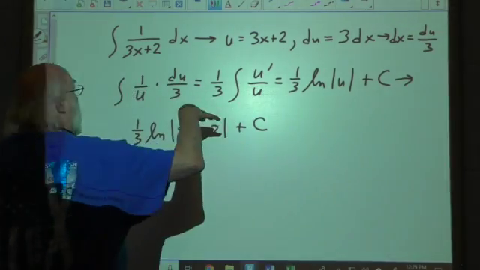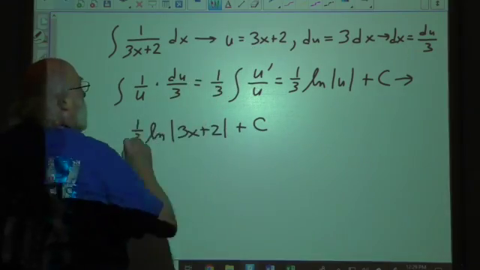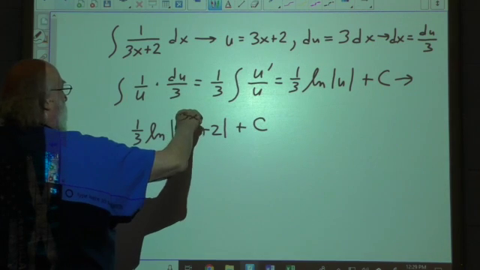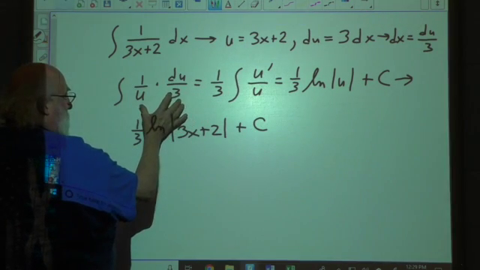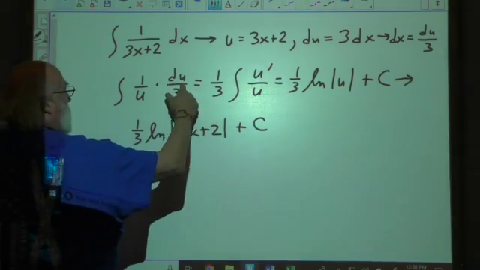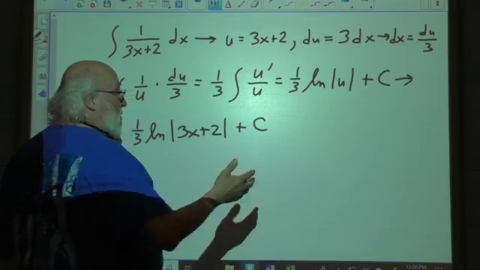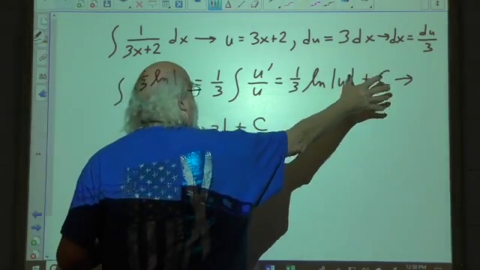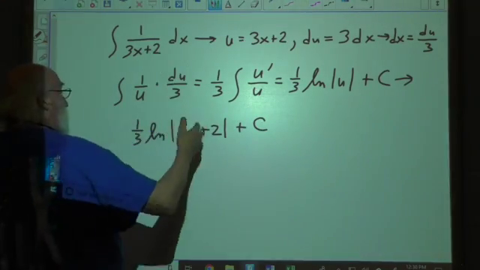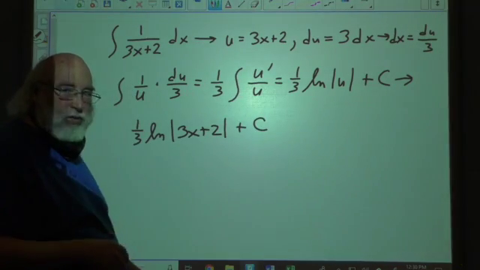Now I'm ready to plug stuff in. So this becomes 1 over u because of that, and dx becomes du over 3 because that's what I found over there. That gives me a fraction of 1/3 that can be pulled out, which I did right here. du over u is u prime over u, and now we are ready to put in the natural log of the absolute value of u plus c with the 1/3 in front, and now we just plug in the 3x plus 2 for my u, and there's our answer.